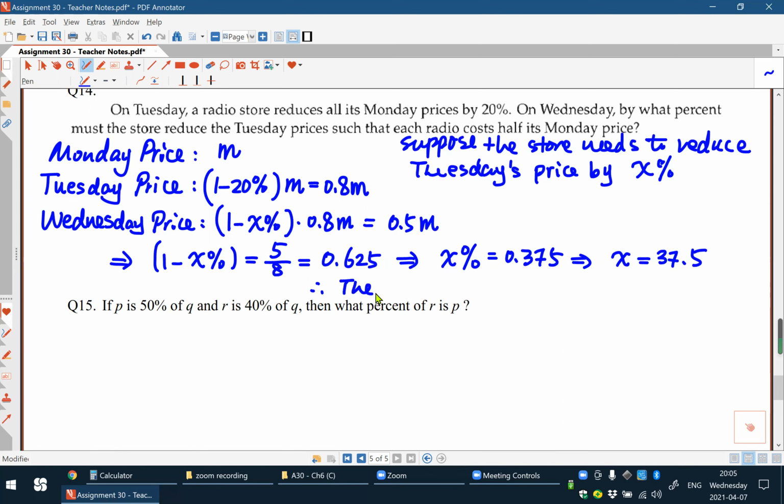The price should be reduced by 37.5%. Okay, have a look at this. Any questions?